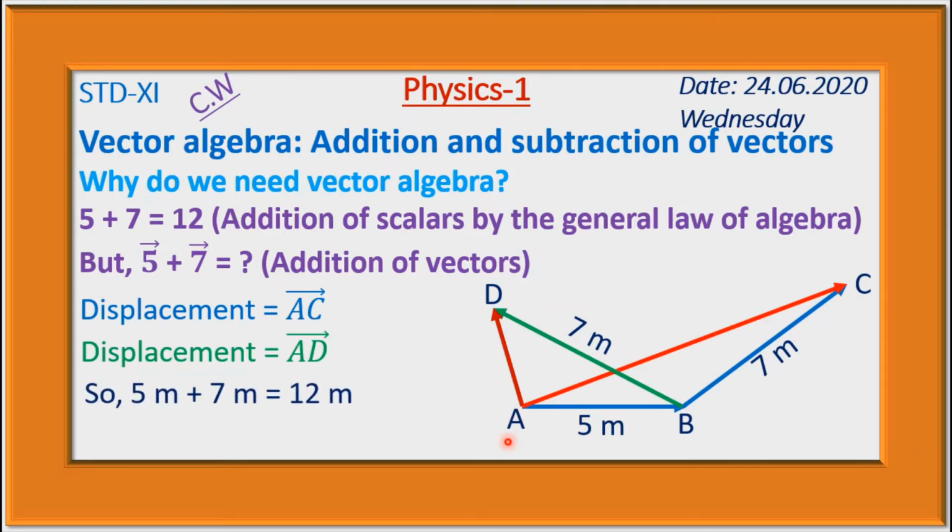So 5 meter plus 7 meter is equal to 12 meter. This is not correct. That is, we cannot add displacement. Displacement is a vector quantity. We cannot add vector quantities by the general law of algebra. It may be any value between 2 meter to 12 meter.